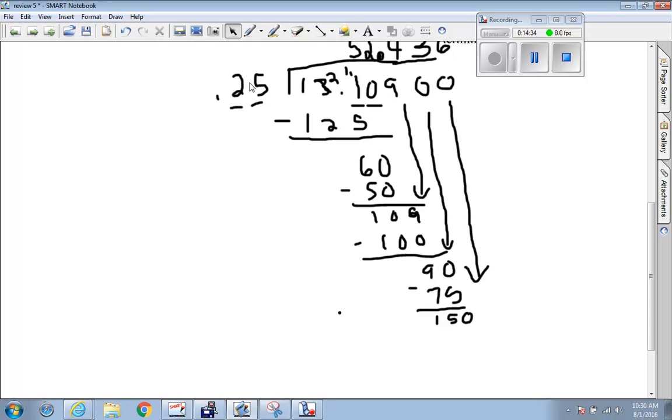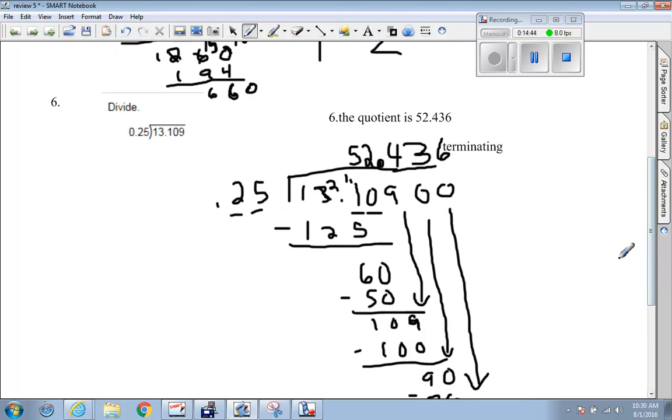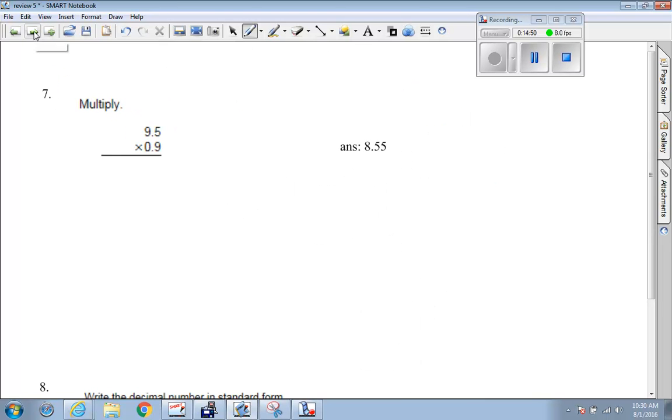And voila, we had ourselves a terminating decimal. So 52.436, and of course I have the answer pasted in. All right, let's go to the next one.